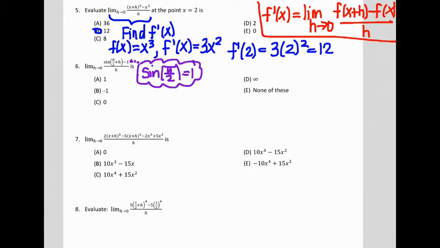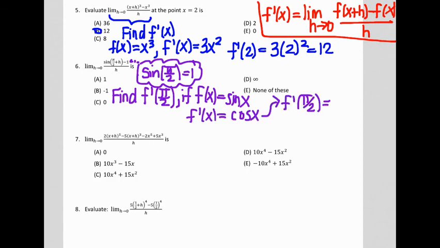So what is this question then really asking me? Because I don't want to do this as a limit. It's asking us for the derivative at pi over 2 if the function f of x is sine x. Well, wait a minute. We know a different way. Instead of the limit definition, the derivative of sine x is cos x. I told you, you have to memorize that. So plug in pi over 2, and our answer is 0. Choice C.